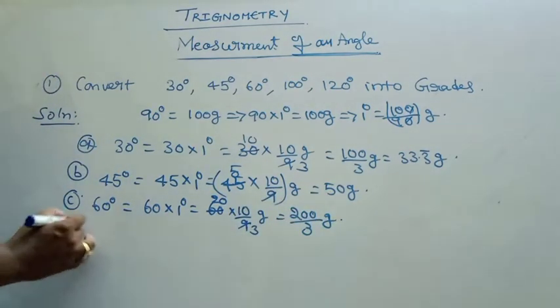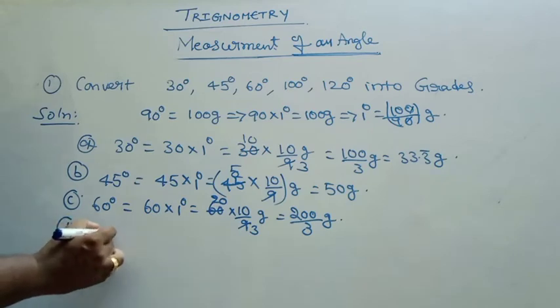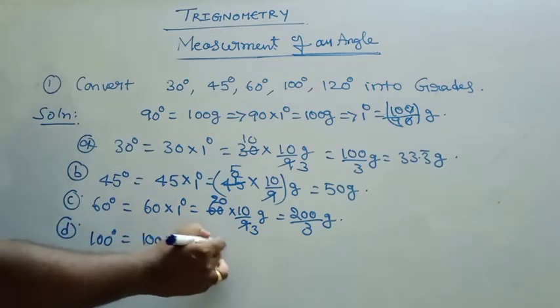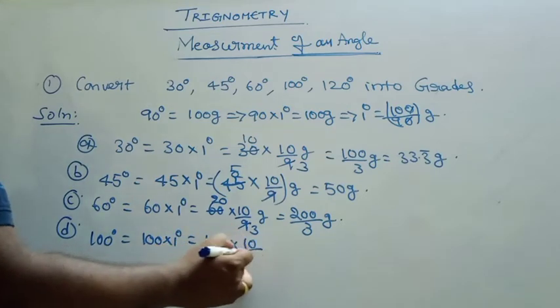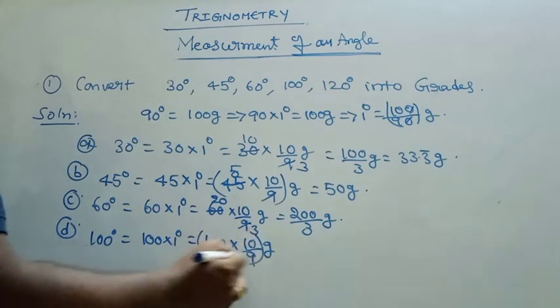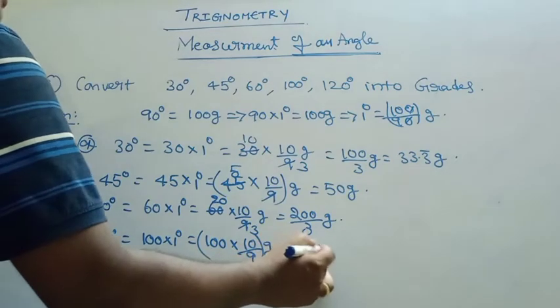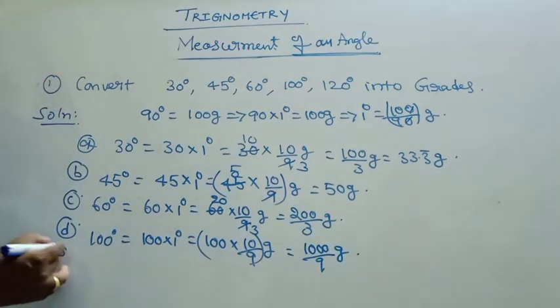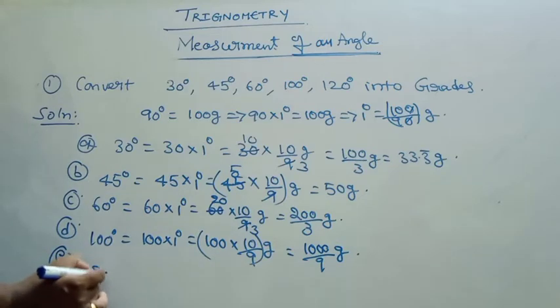Now D, even 100 degrees you are having here. This you can write as 100 into 1 degree. This is now 100 into 10 by 9 grades, like this, right? This is now 1000 by 9 grades. You can calculate further. And then 120 degrees we are having here.